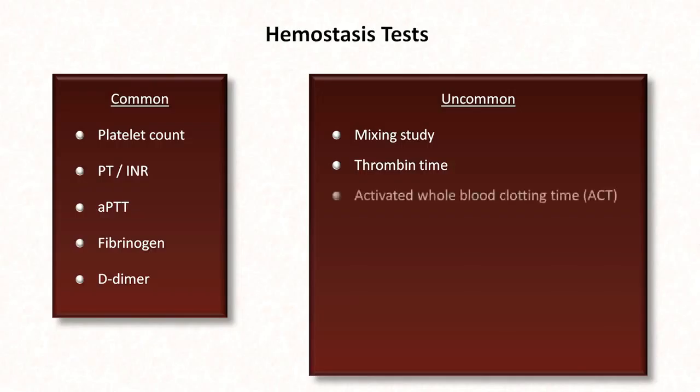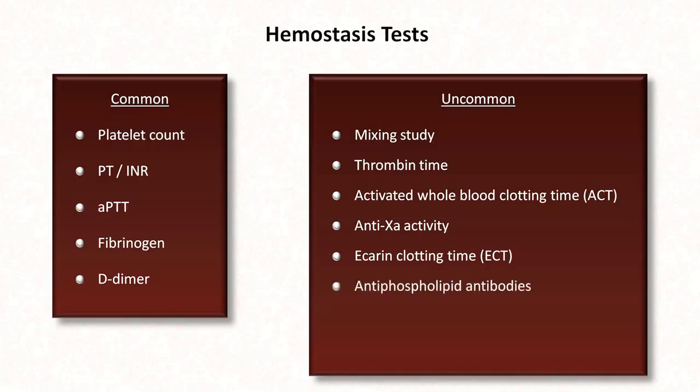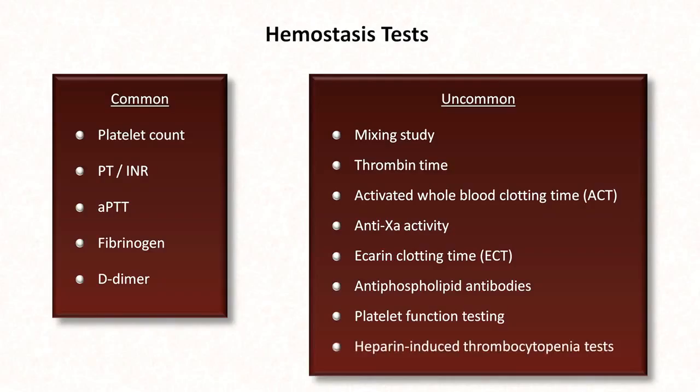Next is the activated whole blood clotting time, tests of anti-10A activity, and the ecarin clotting times. These are all used exclusively to measure anticoagulation effect from specific medications and will be discussed in the anticoagulation video. Then there are various tests of antiphospholipid antibodies, qualitative platelet function, and heparin-induced thrombocytopenia. These three will be covered in future videos as well, at the same time as the relevant conditions are discussed.